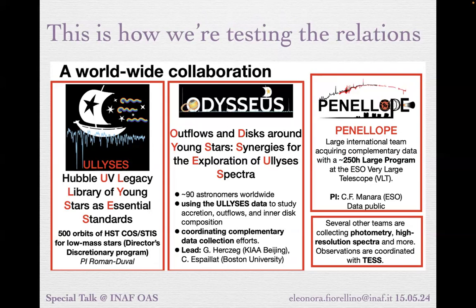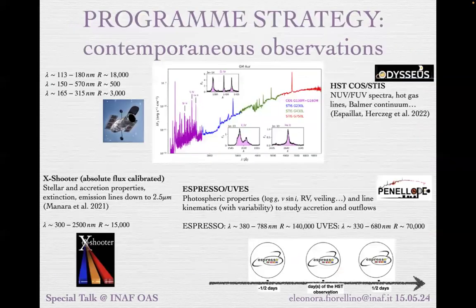This is a very important collaboration studying classical T Tauri stars. Basically the idea is to observe contemporaneously with HST the near UV part, and with VLT X-shooter the rest of the classical T Tauri spectrum. At the same time, there are also high resolution observations taken by either ESPRESSO or UVES, depending on the telescope that will be available.